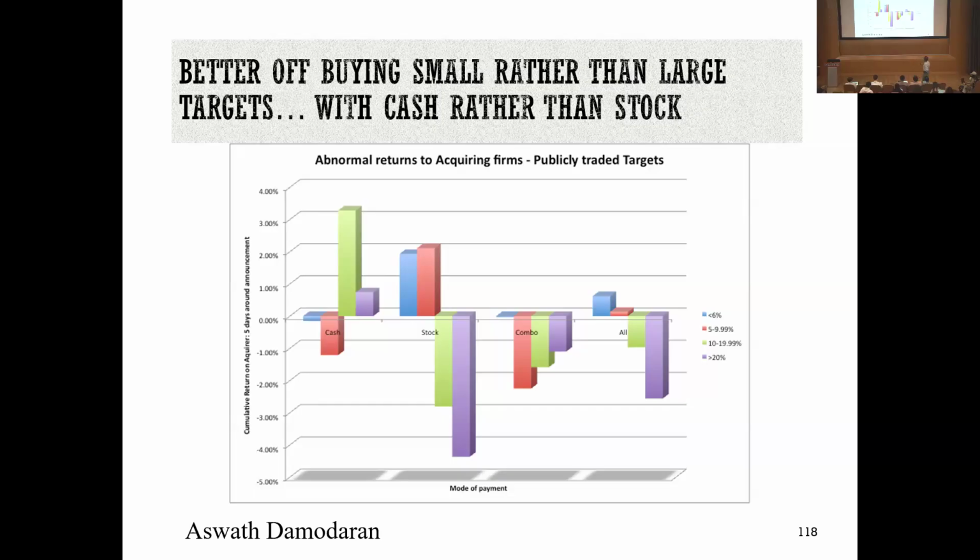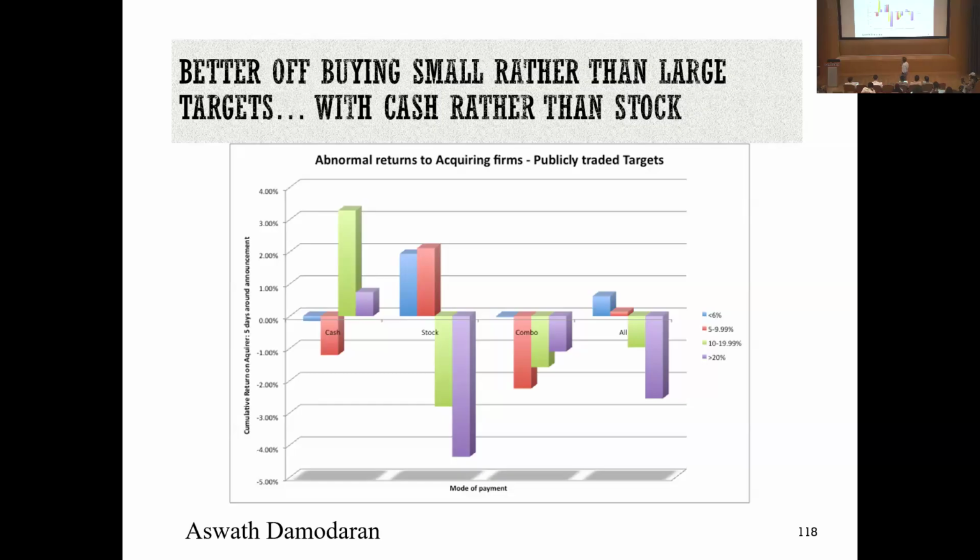I've broken it down to cash deals, stock deals, combo deals. Let's start with the all deals because it summarizes all. Across all deals, it's easy to see. Small deals, you get that slight positive blue. As the deal gets bigger, the numbers get worse. It's much easier to get value creation with small deals than big deals.